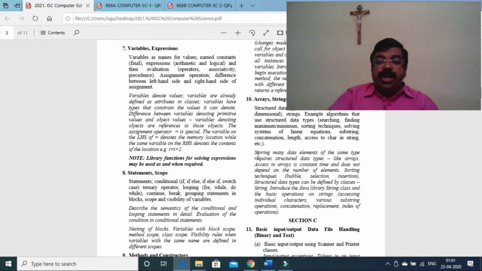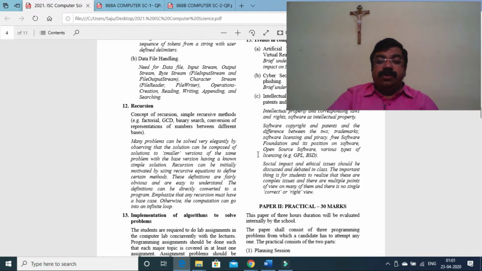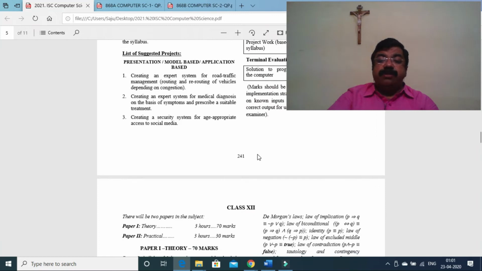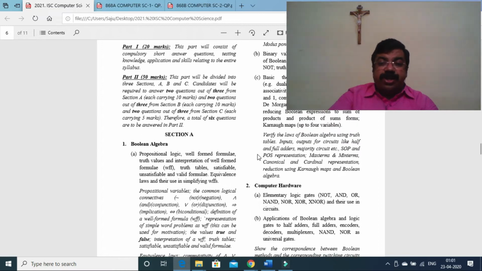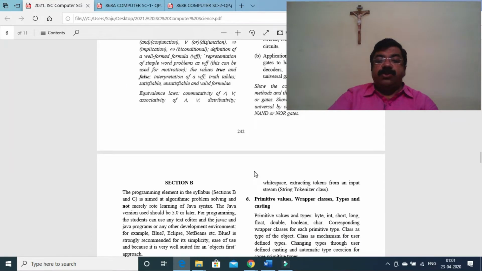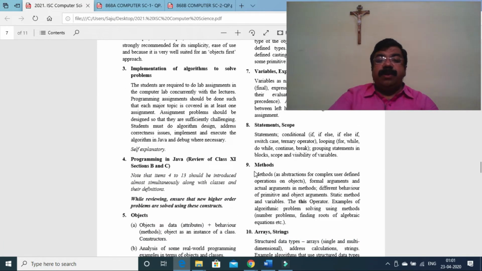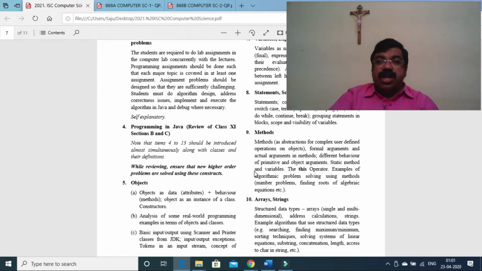Then we are proceeding to the class 12th syllabus. In the class 12th syllabus, Boolean algebra will be there, which you have studied somewhat in class 11th. Same will be there plus something extra. Second one, computer hardware, the logic gates. Then we proceed to the programming section. In the programming section, whatever we had in the class 11, the syllabus will be there as it is in class 12th also. Class 12th is a continuation of class 11, the syllabus. This is more important, which you have to remember.